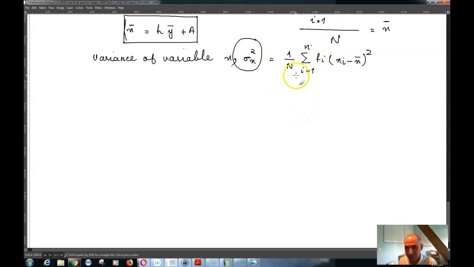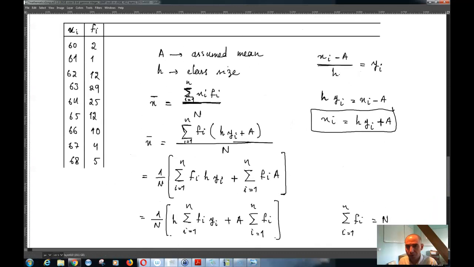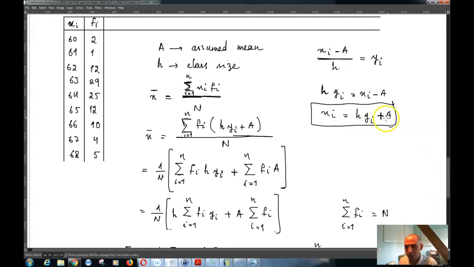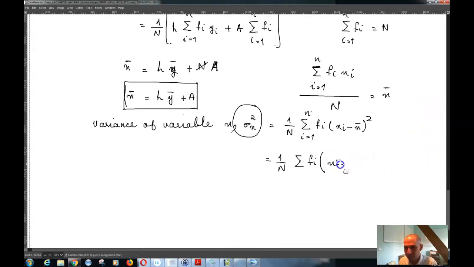That we calculated. Since now I have my x bar in terms of y bar, I can write this as 1 over n sigma of f of i times x of i, and x of i I also have in terms of y of i. I know that my x of i is h times y of i plus a.